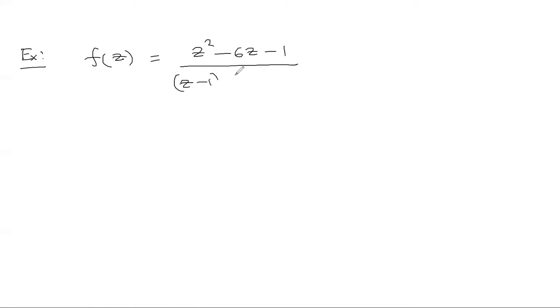Next, let us take another example. Say f(z) equals (z² − 6z − 1) divided by (z − 1)(z − 3)(z + 2). We have to expand this in the region 3 < |z + 2| < 5. First, we'll break it into partial fractions.